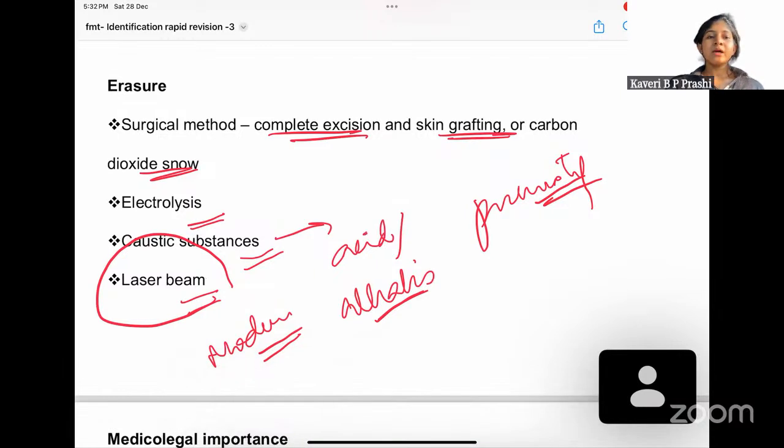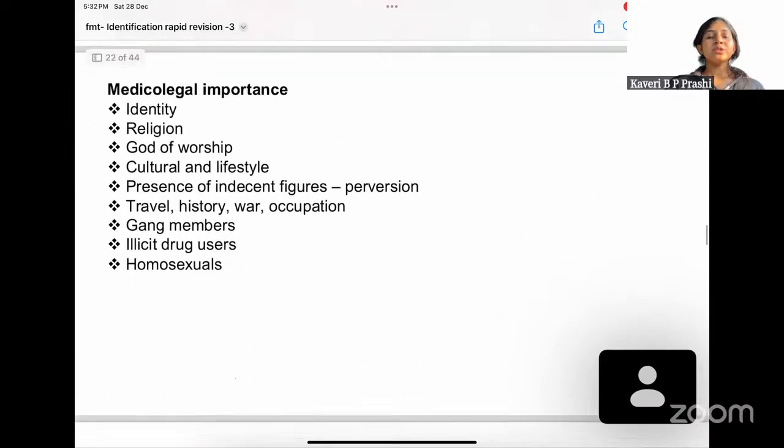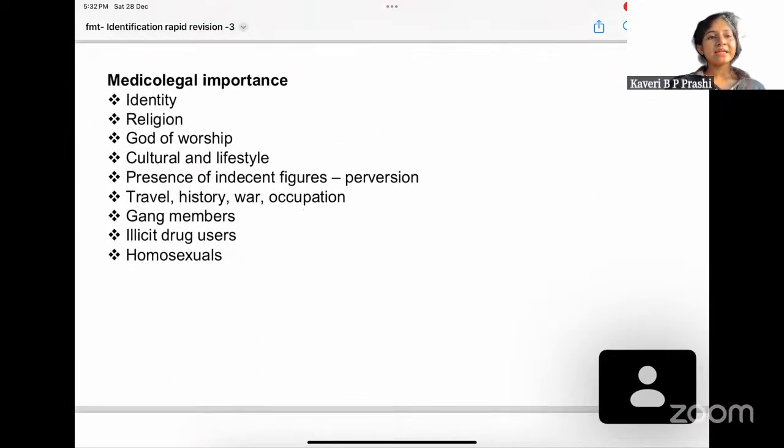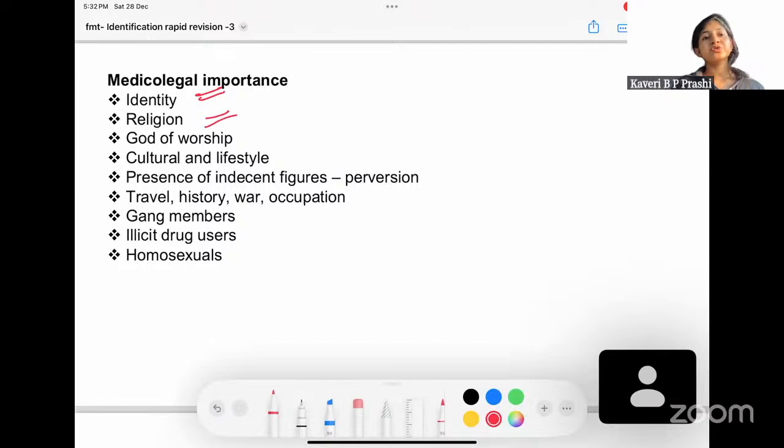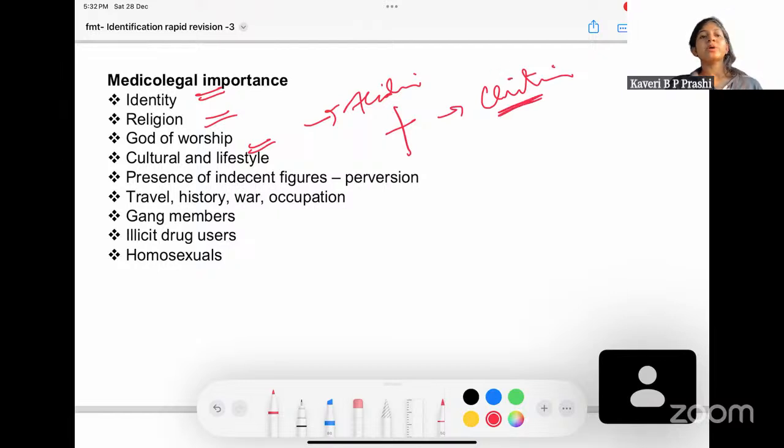Okay. Now, what is the medico-legal importance of a tattoo? By looking at the tattoo, you can get to know the identity of a person, the religion, the god of worship. For example, if a person has a tattoo of Hanuman, that means he is a Hindu. Or if the person has a cross, that means he is a Christian. This way, we will be able to identify the god of worship and therefore the religion of the person. Culture and lifestyle.